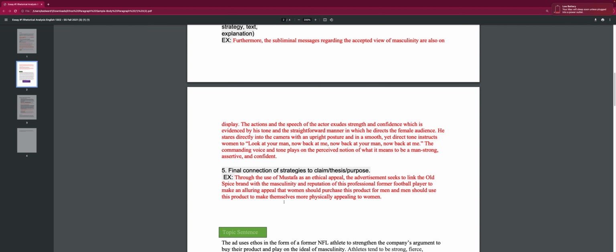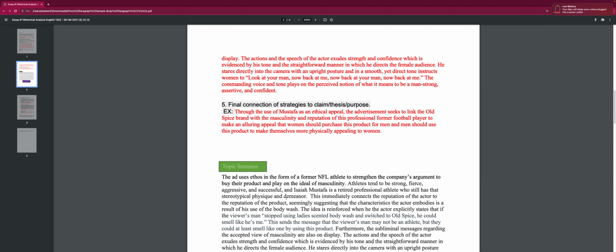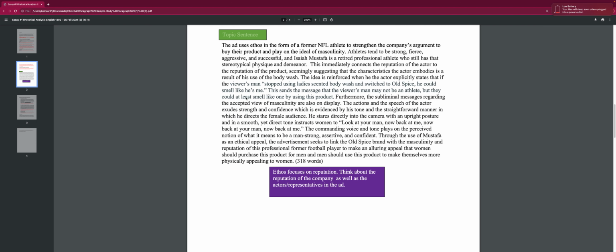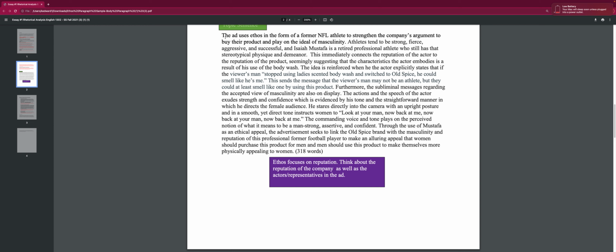appeal. Okay. To take a look at how this paragraph looks when it's all put together, it is written out here. The paragraph has about 318 words. You can read it in its entirety to see how it looks and how it is put together. Okay. This is essentially the way that you write a body paragraph. You are going to do the same thing on your paragraph on ethos, pathos, and logos.